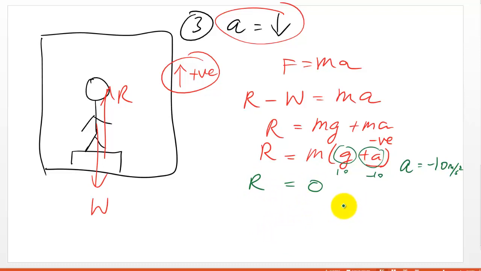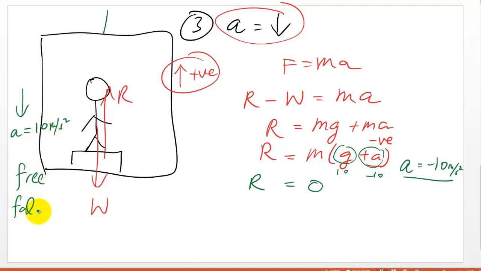Does it make sense? Actually, it makes sense. What a equals negative 10 means here is that yourself and the elevator will go down with an acceleration of 10 meters per second squared. That is simply what we said earlier, free falling. So you are simply falling with the elevator. Think about when you and something at your feet are both falling down, you can barely touch it. That's why the reaction force is zero, because if you don't touch it, how can you have a reaction force? Okay, so that would be what would happen.